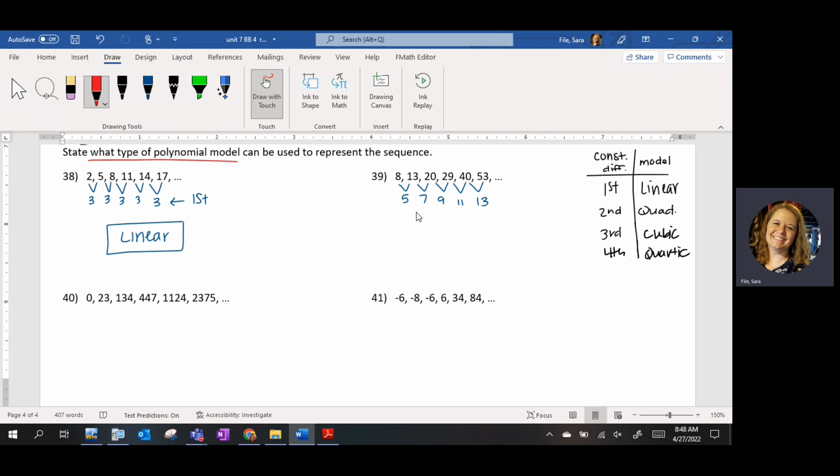So then I go on, I find the second difference, the difference of the differences. So to get from 5 to 7, that's +2. That's also 2, 2, 2. So this one is the second difference that's constant. So what's the model? Quadratic, good.